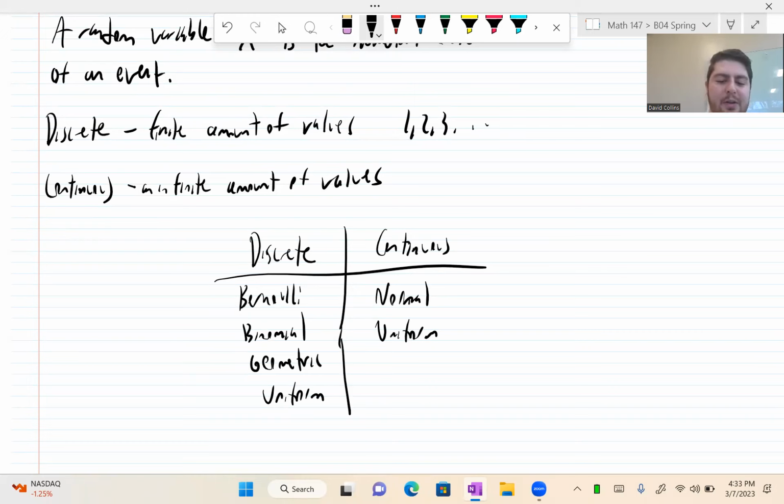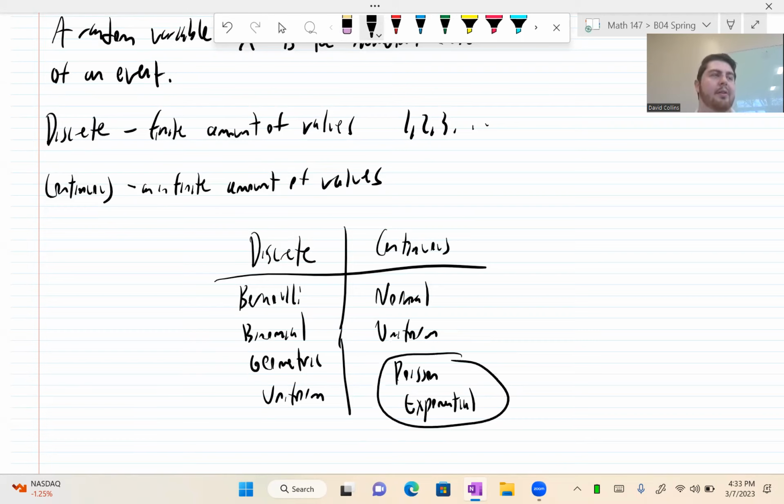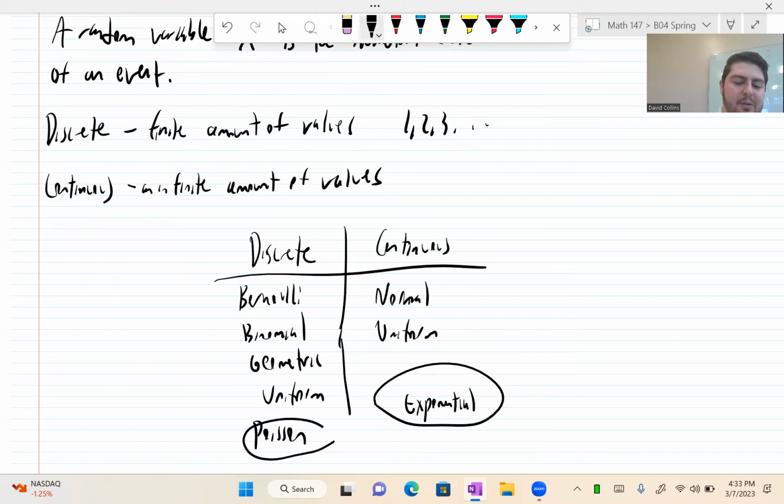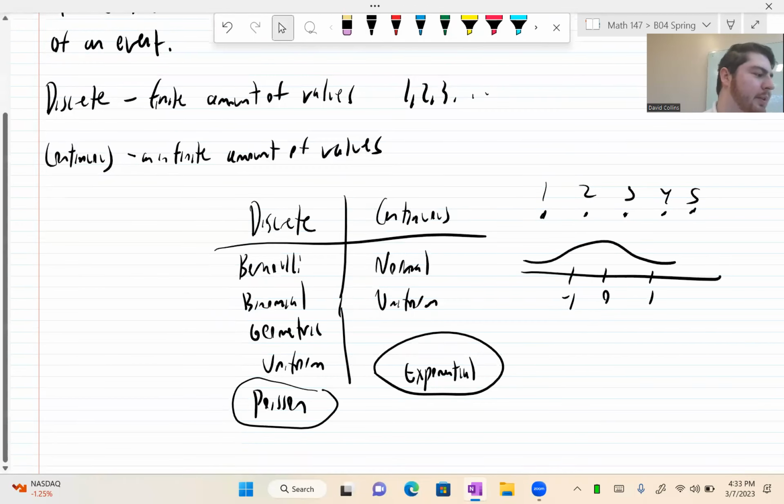Just off to the side, you don't have to know these 2. You don't even have to write this down, but these 2 are also in your textbook. You do not need to know them for the test. Poisson and exponential, but they are continuous. Sorry, that's not true. Poisson is discrete. Exponential is continuous. And how we draw it, a discrete is like a bunch of points. Continuous is like a line in terms of graphing. That's just a little classification thing.